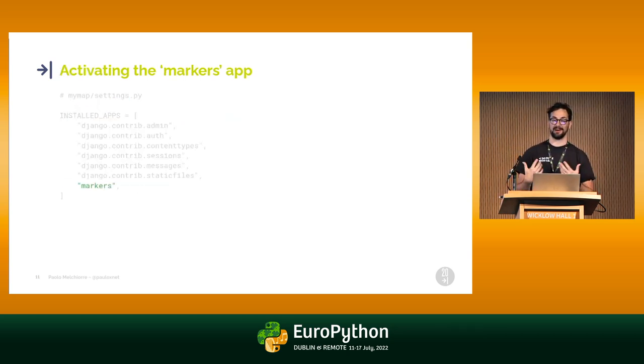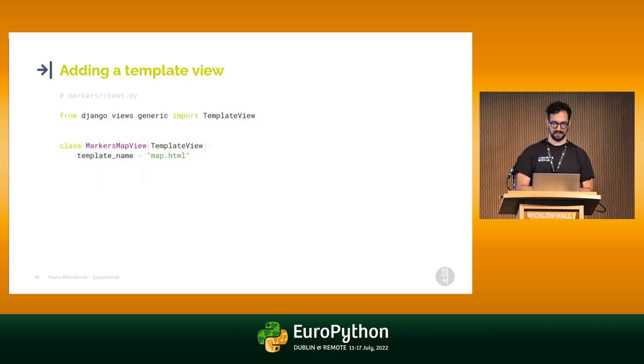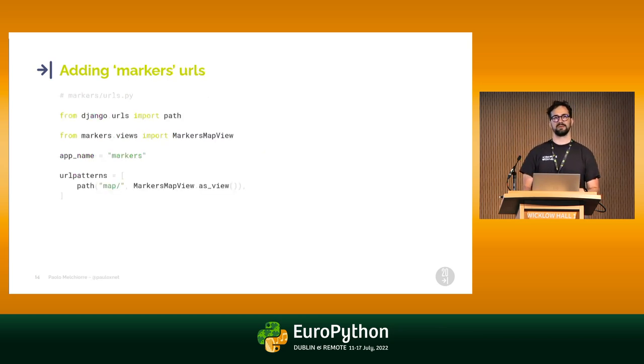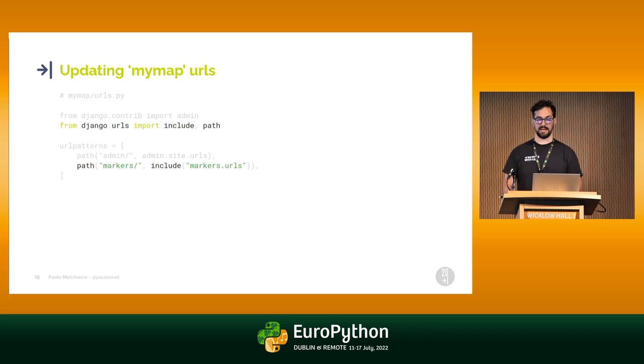Now we have to activate our markers application by inserting its name in the list of installed apps in the MyMap settings file. At this point, we can proceed to insert in the markers views file a new template view for the page of our map. In the markers templates directory, we can now create a template file for our map. For now, we add only the usual boilerplate with a title, but without body content. In the markers URLs, we must now add the path of our map view using its template view. As a last step, we include in turn the URLs file of the markers app in that of the project. We just made a first view in Django, but it will show only a blank page. So we can move on to something more challenging.